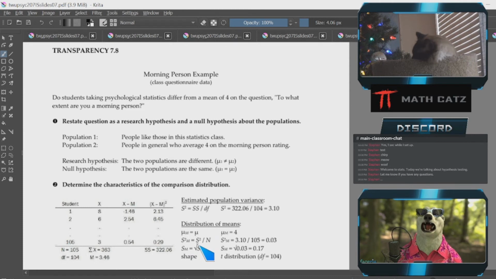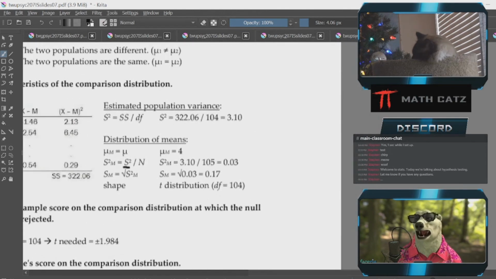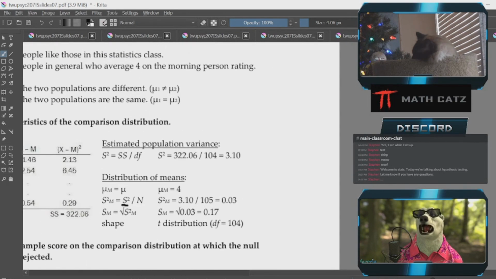We're using the estimated variance. I'm going to zoom in on that, like so. Estimated variance, still dividing by n, standard error. We now have a t-distribution, and the degrees of freedom is important for the t-table if I ever need to look something up.